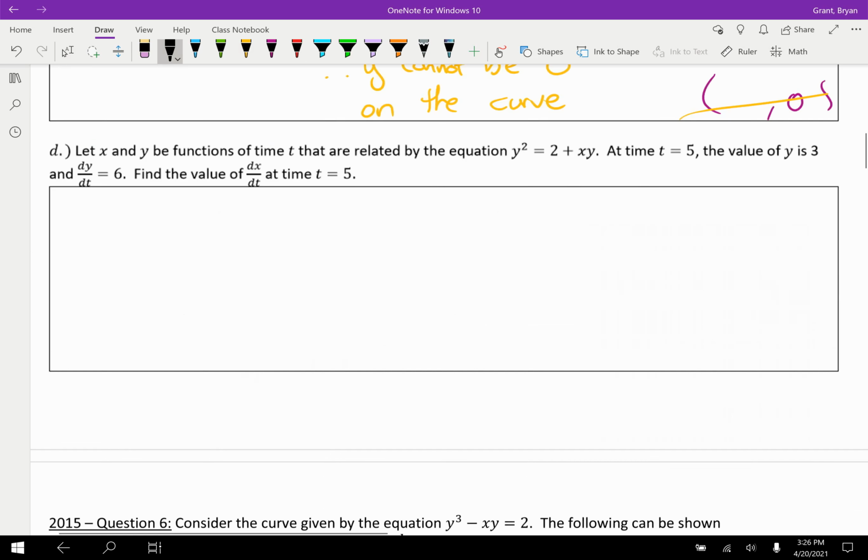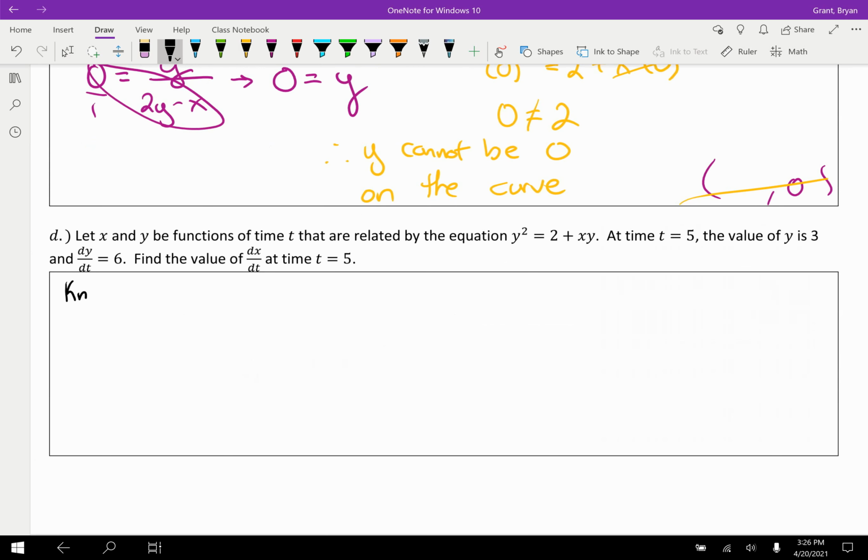That's not it. Second try. What do we know here? And when I say what do we know, I mean what rate do we know? What derivative do we know? Looks like we know dy/dt equals 6. All right, pretty good so far. What rate do we want to find? We want to find dx/dt when t equals 5.